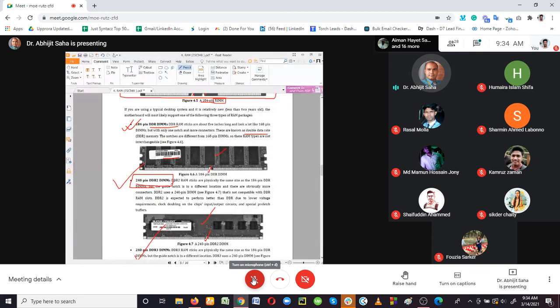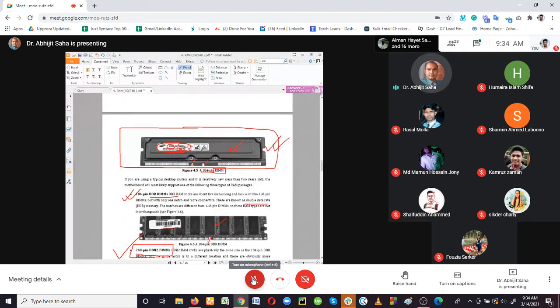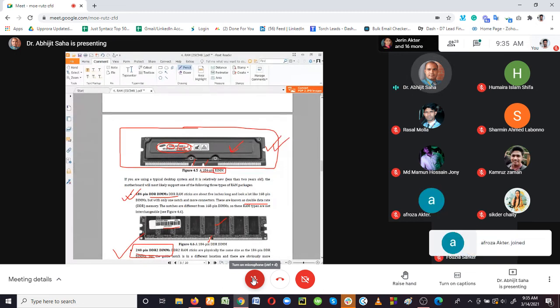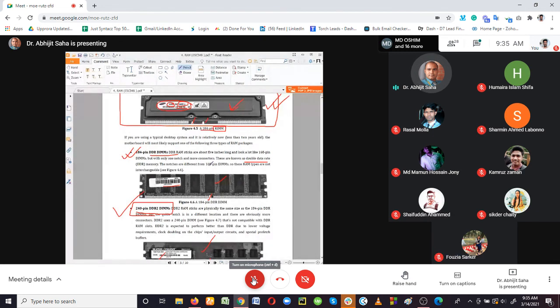And we have learned mainly about the notches, the physical look of the RAM. These notches are useful when you are going to install the RAM stick onto your motherboard, into the memory slots on the motherboard. Not all of these RAMs are going to fit in the memory slots. By the notches themselves, you can understand.